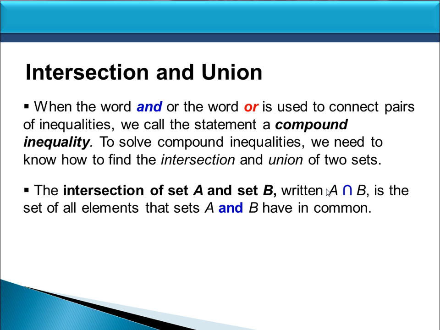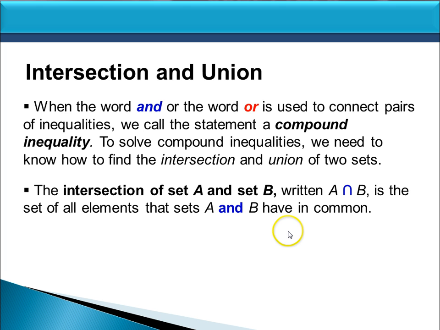The intersection of set A and set B, written as A and then a symbol that looks like an upside down U, and then B, is the set of all elements that sets A and B have in common. Sometimes we like to think of that as the overlap. So the elements that they share, if we collect all of those together, that would be considered the intersection of those two sets.